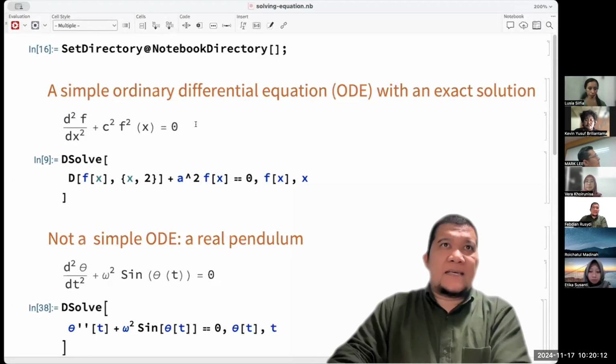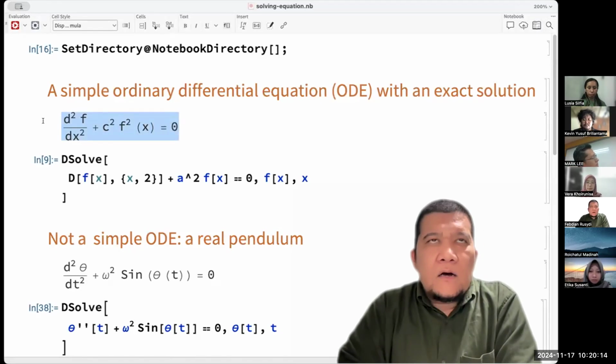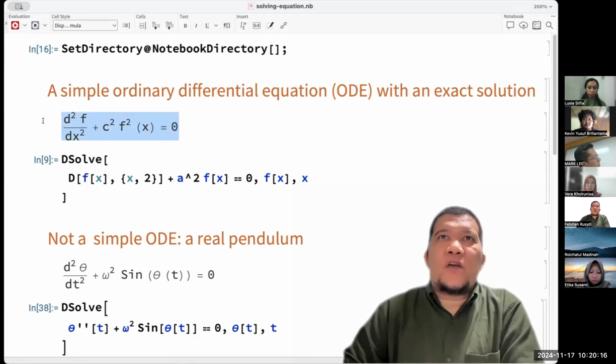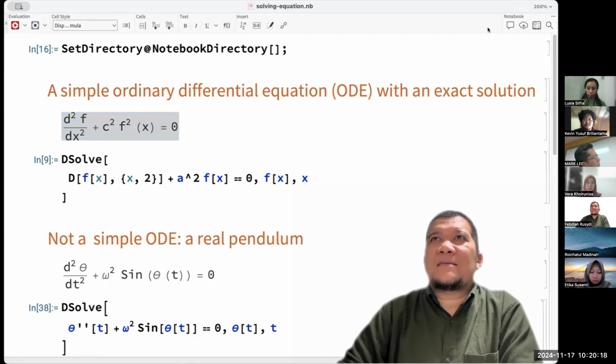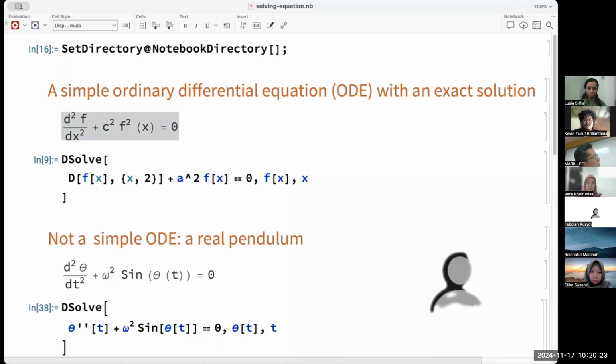This is a simple ordinary differential equation. And we can solve it right away using any method you want.